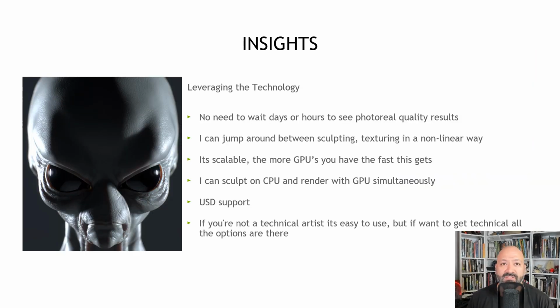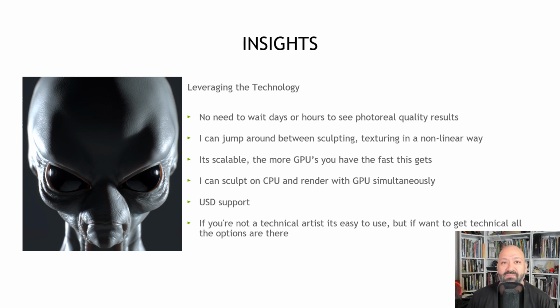So how can we leverage the technology that we currently have? Well, it's pretty amazing, right? You don't have to wait hours or days to see a render at a final film quality photoreal. You can wait a couple minutes and you'll have something that's amazing. I could jump around between the sculpting process, texturing process, and look dev, and help those get evolved quicker. The other thing is that the technology is scalable. So the more GPUs you have, the better and faster things get. So you can get even quicker results.